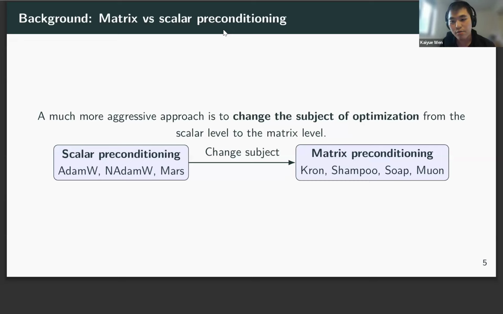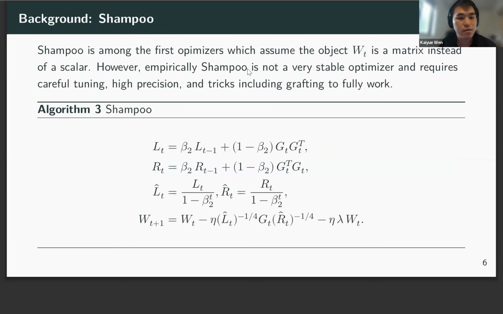For a neural network, most of the operations are actually just matrix-vector products, where the weight is the matrix and you multiply it with the hidden vector to get the next output. So it makes intuitive sense that we should consider the weight matrices instead of just plain scalars. One of the first papers to study this is Shampoo, which considers the object WT as a matrix. And here GT means the gradient of WT, which is also a matrix with the same shape in this particular setting.